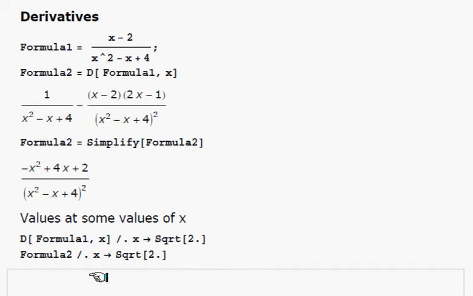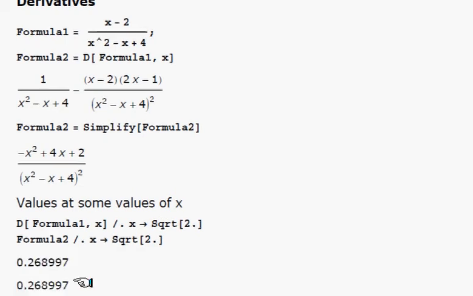So x is going to be replaced with the square root of 2. The point means we want a numerical value. If you do these two things, you are supposed to get the same answer. Right, this is the answer you're supposed to get.